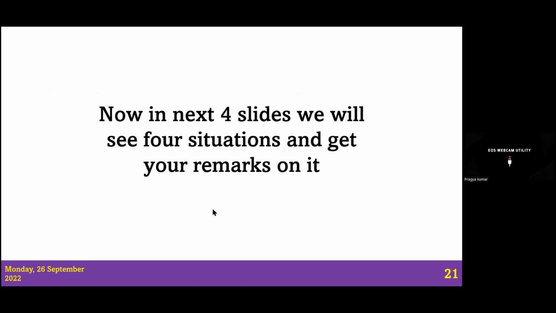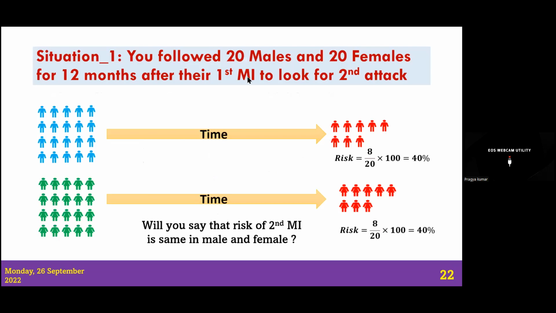So now you will see 4 situations in the next 4 slides, and you have to give your opinion. What do you think about this? In situation 1, you followed 20 males and 20 females for 12 months after their first myocardial infarction and looked for the second attack. In that time, 8 men out of 20 had this event, and 8 women out of 20 had this event. So, what will be the risk?